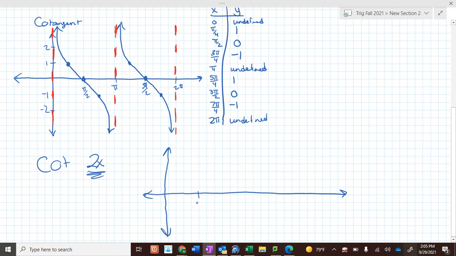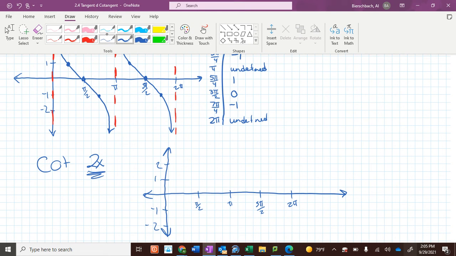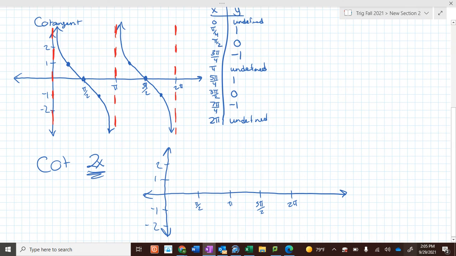And I go 4 to get to pi over 2. 4 more to get to pi. 4 more to get to 3 pi over 2. 4 more to get to 2 pi. 1, 2, -1, -2. Okay, so the cotangent of 2x is twice as skinny.